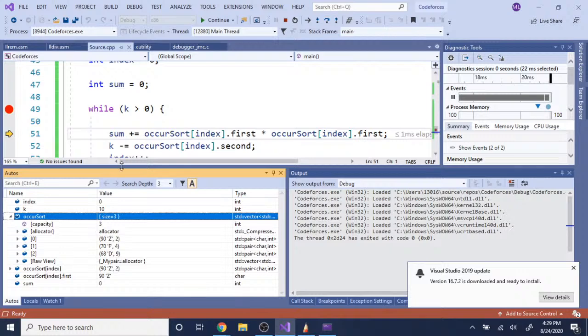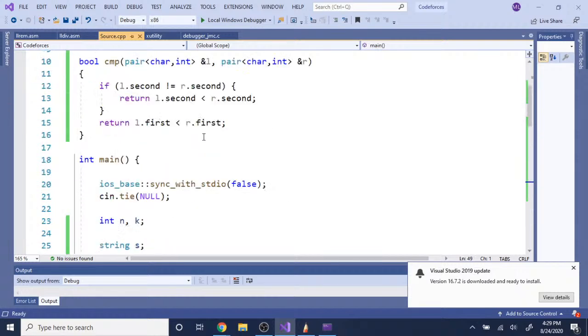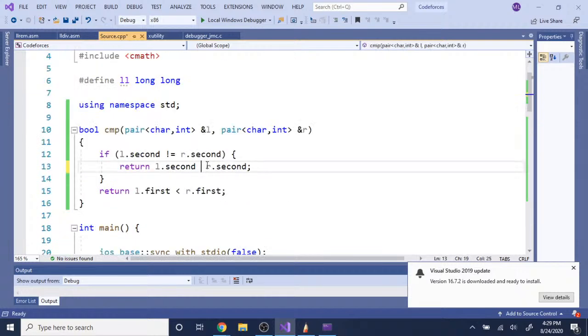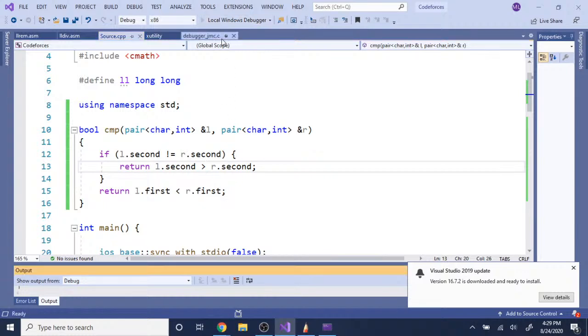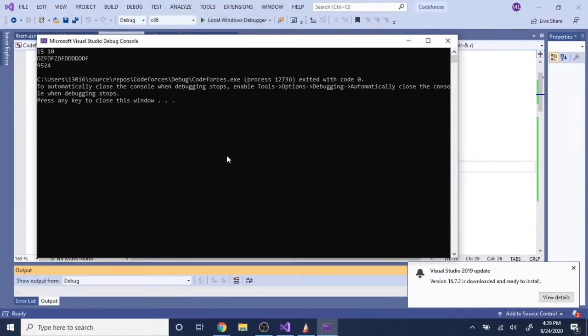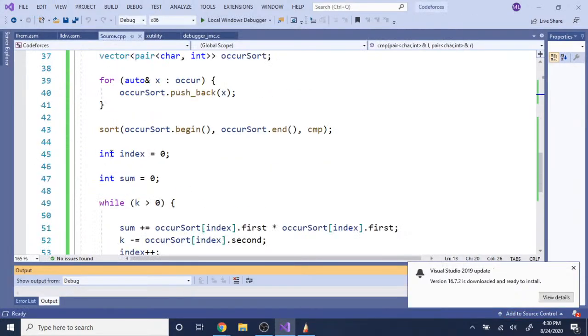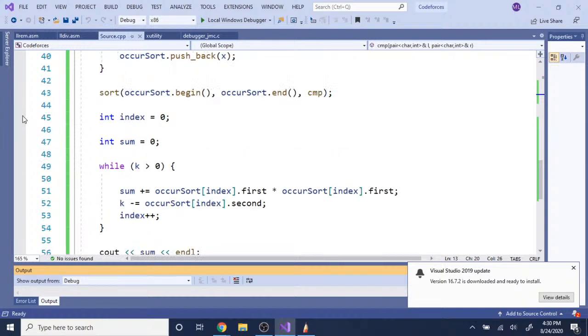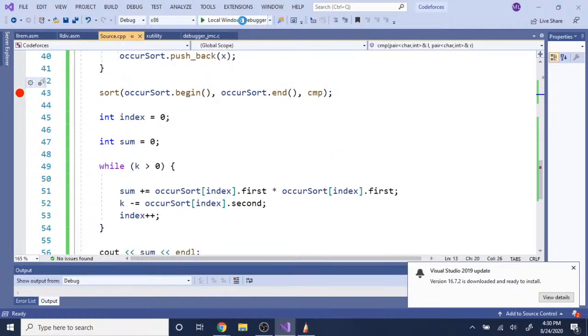Okay. So we want to do it by decreasing order, not increasing order. So, yeah, this should be greater than. It's still wrong. Okay, let's look at that. Something is wrong with the way we're summing it up.